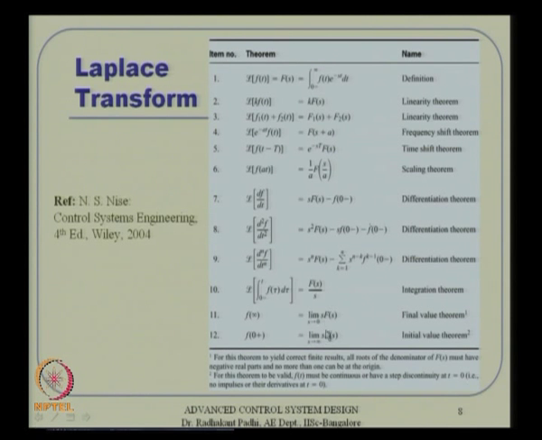And these theorems are not universally true; there are some conditions. For example, for the final value theorem, all roots of the denominator of F(s) must have negative real parts, and no more than one at the origin. That essentially tells us that the function you are looking at has to be a stable function. We will see the stability theorem slightly later. Similarly, there is a condition for theorem 2 also.